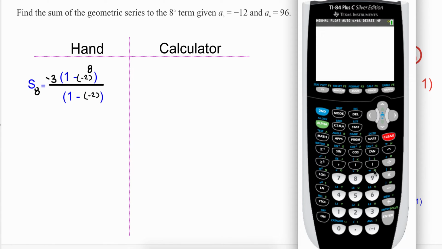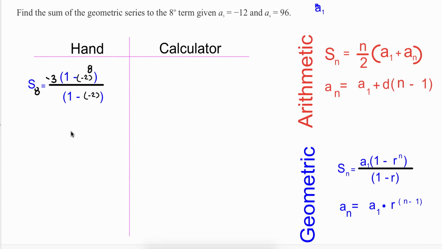So if we did this the old-fashioned way, let's get our answer. Let's do negative 3 times 1 minus parentheses negative 2 to the 8th parentheses, and then on the bottom we have 1 minus parentheses negative 2 double parentheses equals. So our answer should be 255.